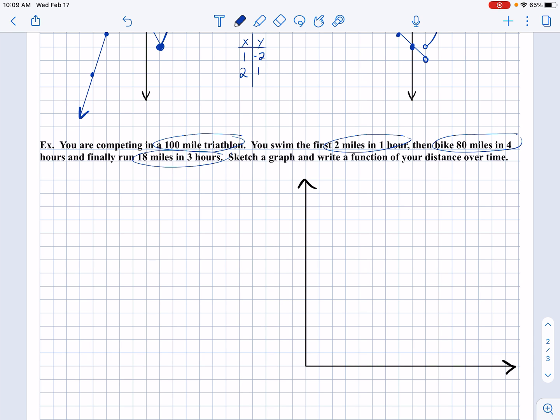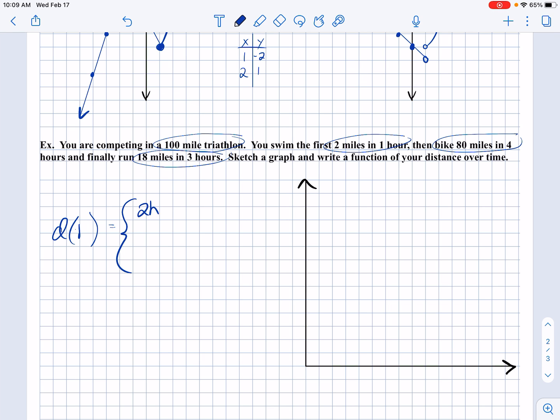So you're going to have 3 separate linear functions. Distance as a function of time equals. Hopefully the first part's easy for us to see on here. All right, it's just 2 per every t. Let's not use t. Let's use h for hours.